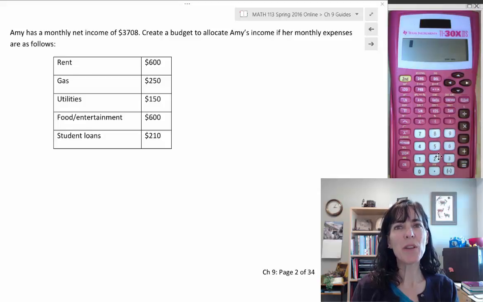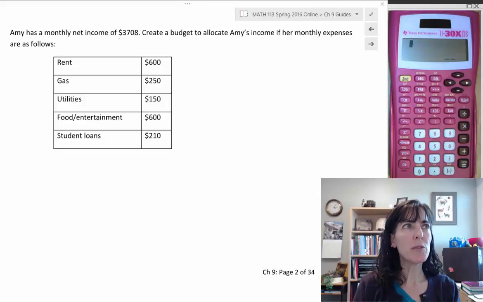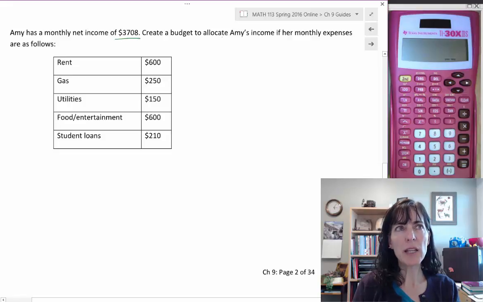Amy has a monthly net income of $3,708. Create a budget. There's her income. Create a budget to allocate Amy's income if her monthly expenses are as follows.